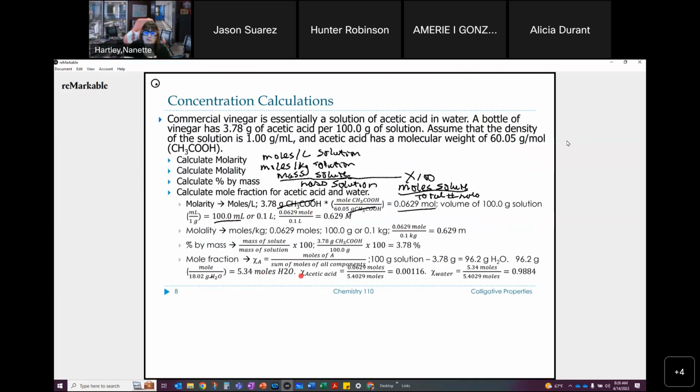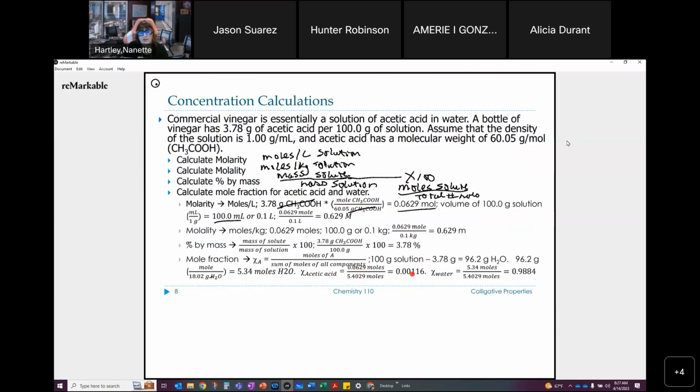So my moles of acetic acid is going to be equal to that 0.0629 moles that we calculated in the beginning, divided by the total, so the 0.0629 plus the 5.34, which is 5.4029. And that gives me 0.00116. Now, that's the one for the acetic acid.